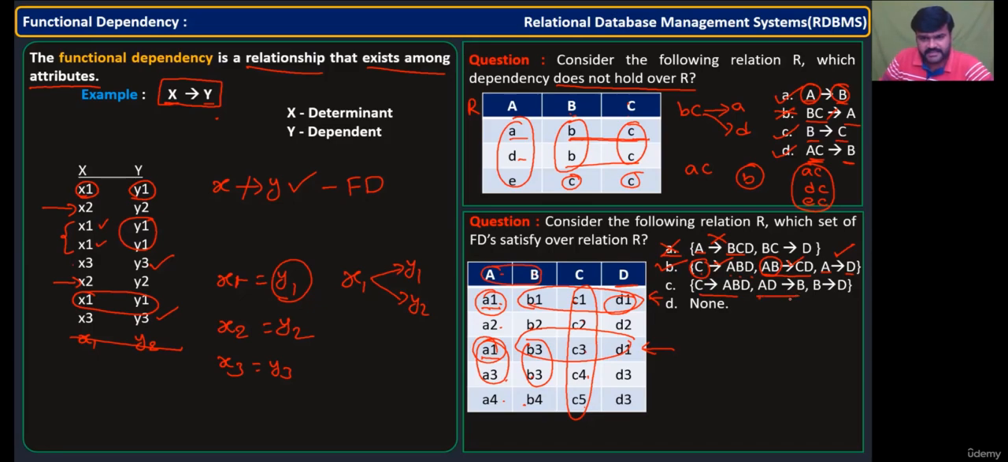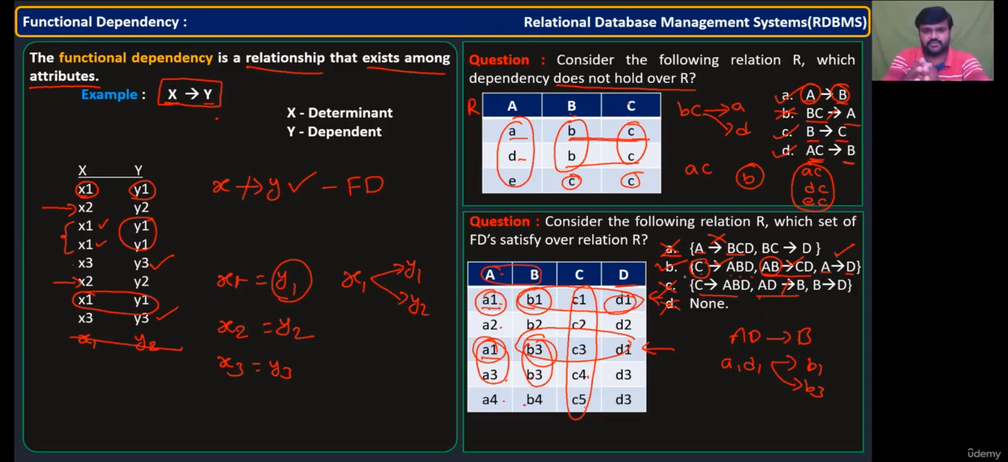You can take AD derives B. Let us cross check AD. AD derives B, he is saying. The AD combination, A1, D1, is two times there. Both times, is it deriving the same value? Let us check. Here B1 is derived and here B3. Don't confuse with these lines. One time it is deriving B1 and another time B3. So it is an invalid FD. So this is also not correct, and because we already found the answer, option B.